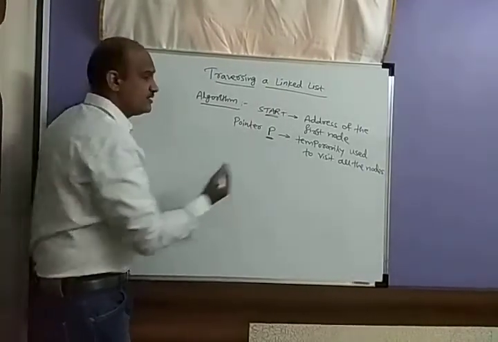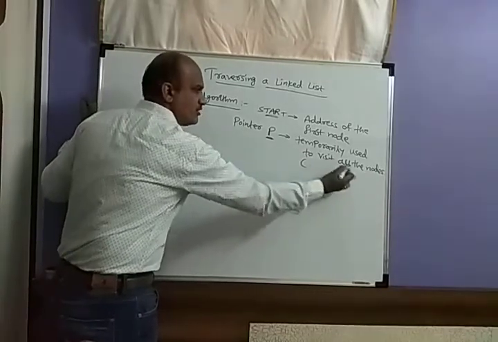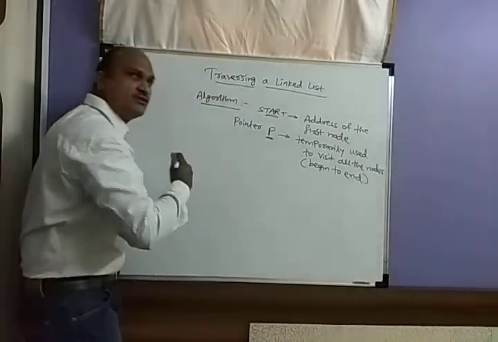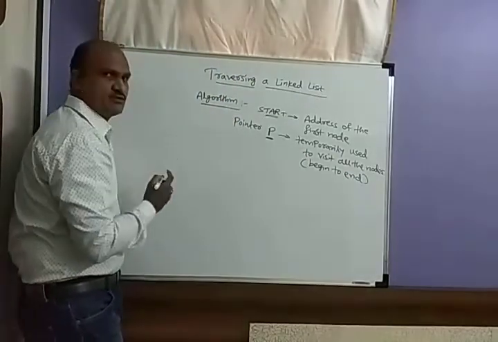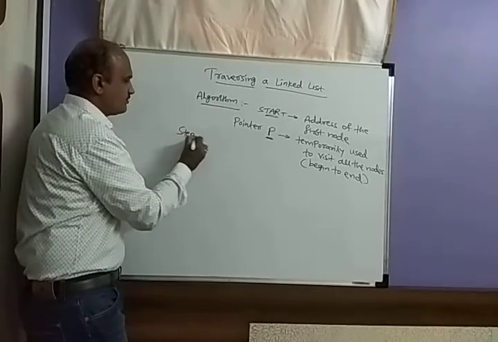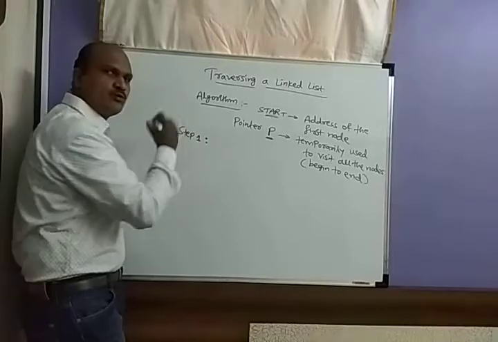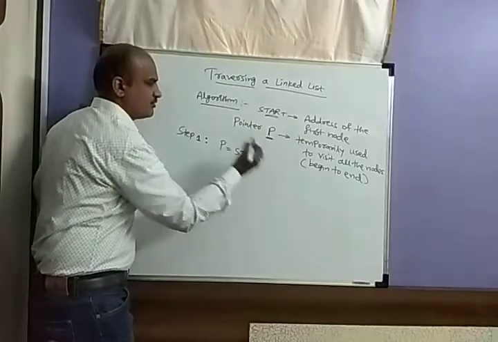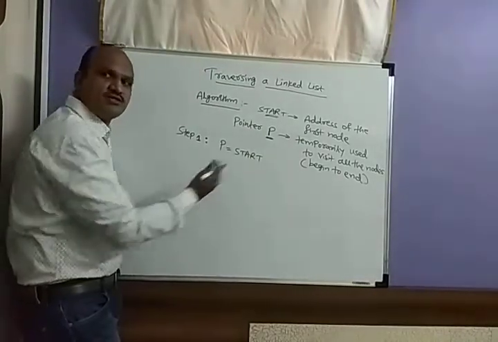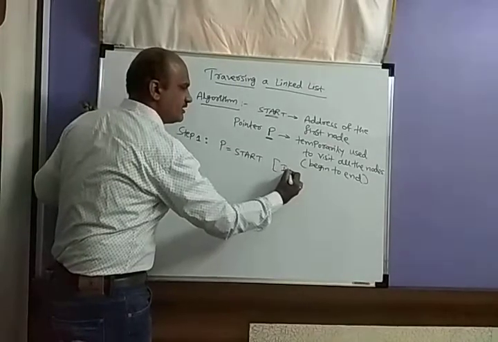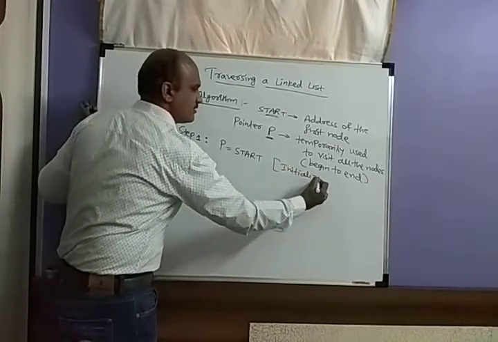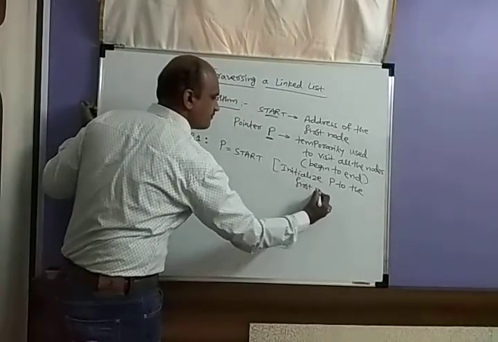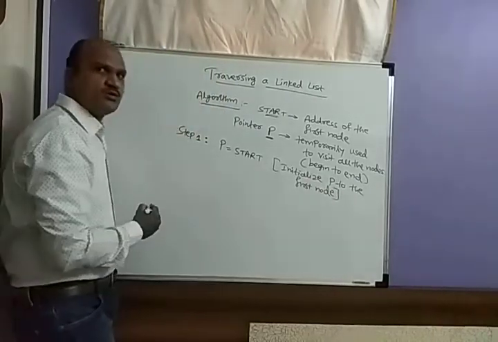This visits all the nodes, and all the nodes means what? Begin to end, because it has to visit from beginning to end at least once. Okay, so now see the first step. What is the first step? Here you have to check P is equal to start. So the pointer will be with the start, that is, initialize P to the first node. You can write in bracket: initialize P to the first node, that is a pointer. P is equal to start.